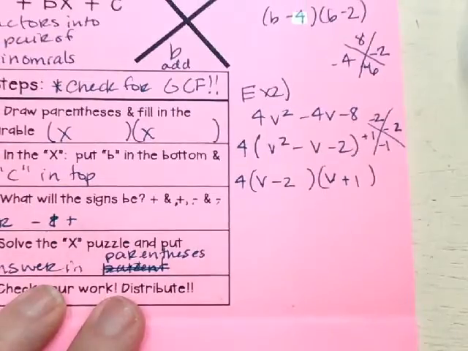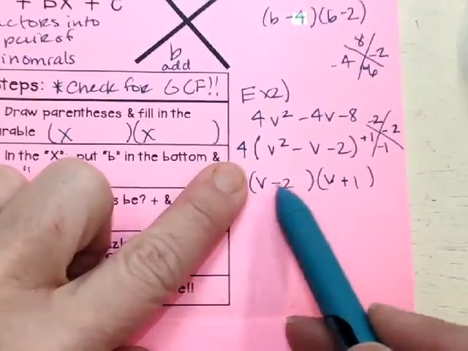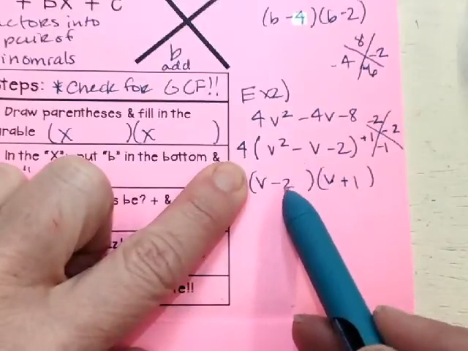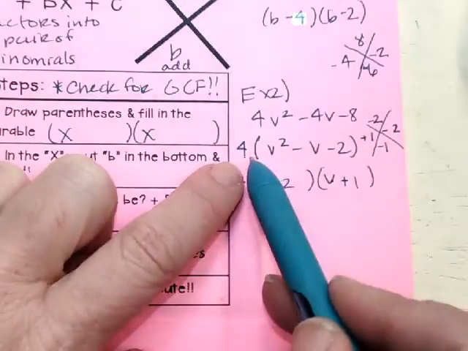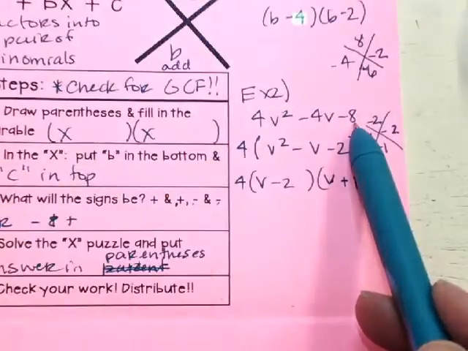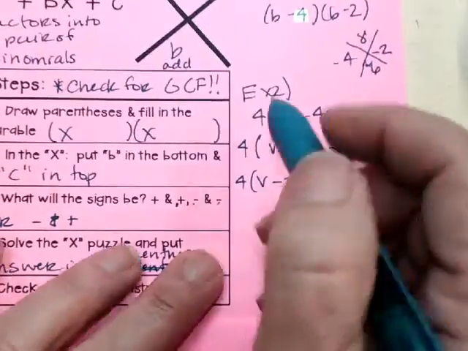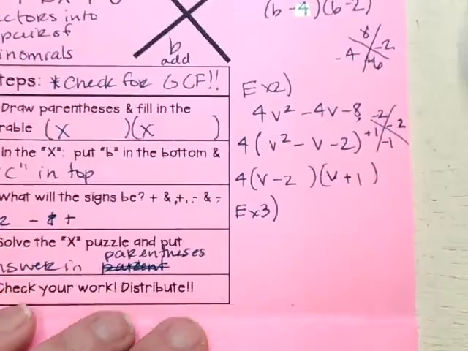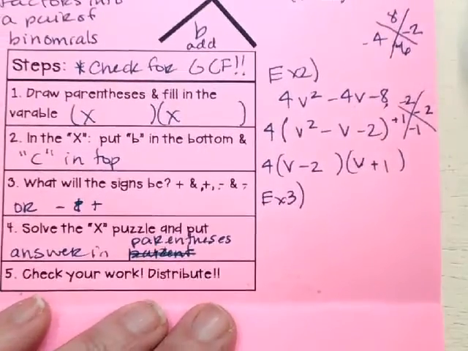Okay, check it. If I multiply, I get v squared. 1v minus 2v is negative 1v. Negative 2 times 1 is negative 2. And if I distribute the 4 back out, I get 4v squared minus 4v minus 8. I'm only going to do one more example for this. We'll just get our practice and our questions worked out in class.